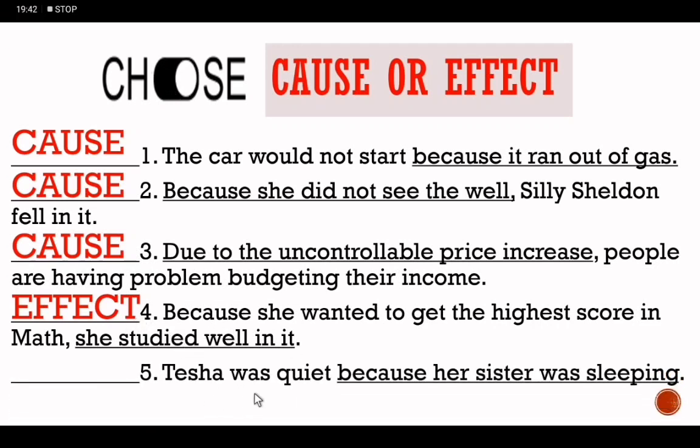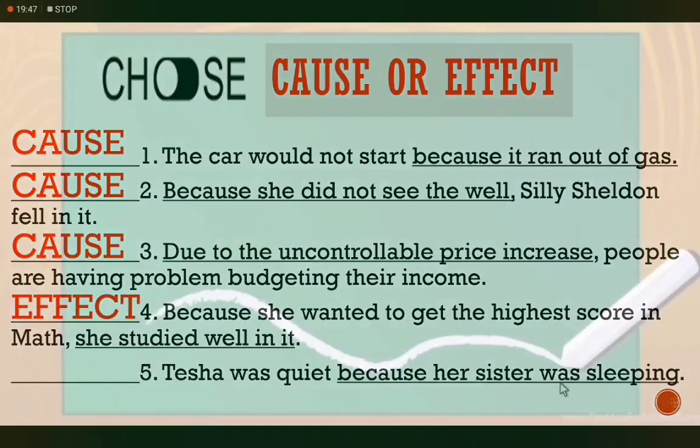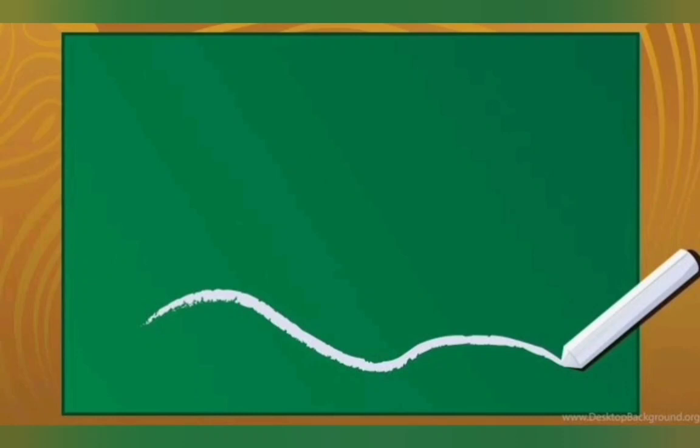And number 5, Tesha was quiet because her sister was sleeping. The underlined part of the sentence, obviously. So this ends our discussion of our quarter 4 modules 1 and 2.